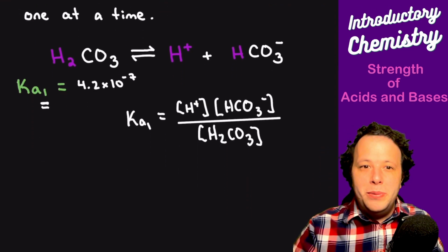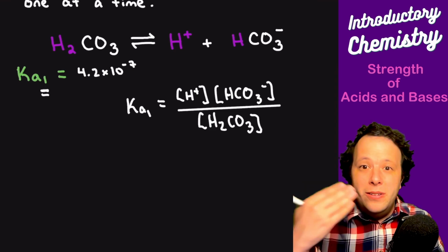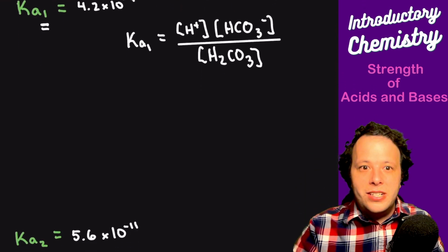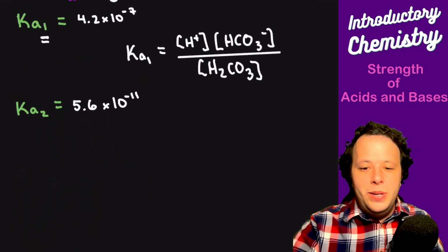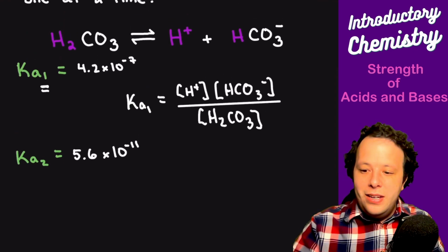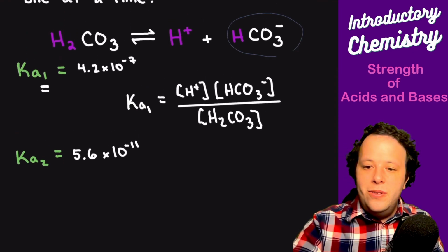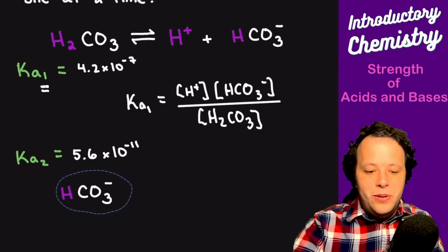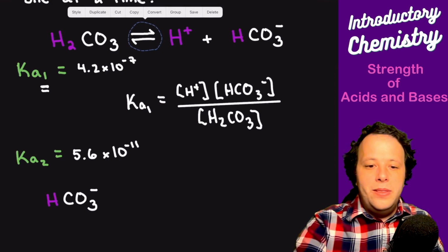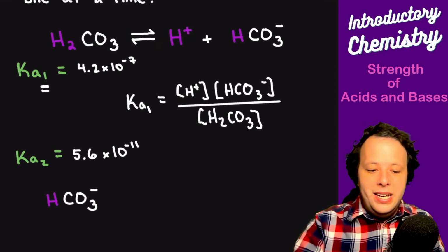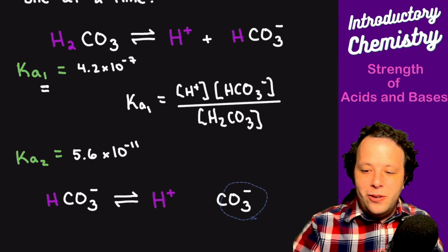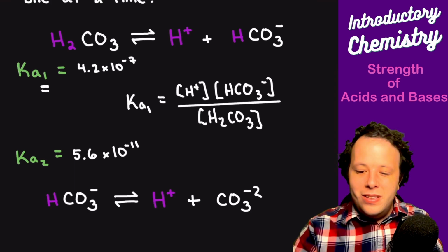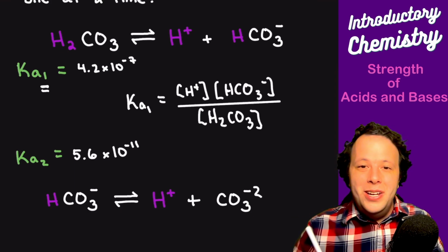Now, being that this has multiple protons, the reaction could keep going, actually. You can write more. So if we had a second Ka value, we can bring that up here. And we can ask, what would happen if I took HCO3- and wanted to further dissociate this? Well, it would make H+, and then CO3 2- would be the other ingredient as this dissociated even further. And then we could write another Ka value for the next portion.